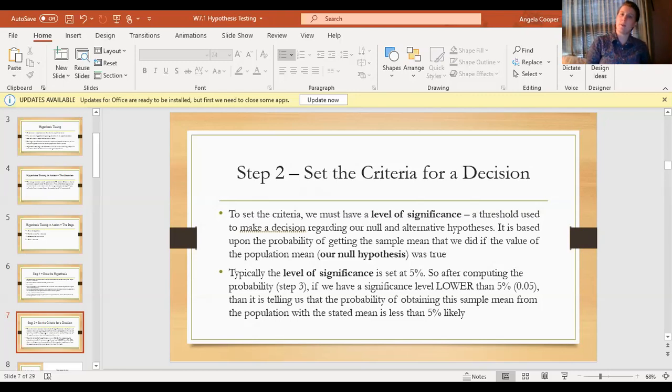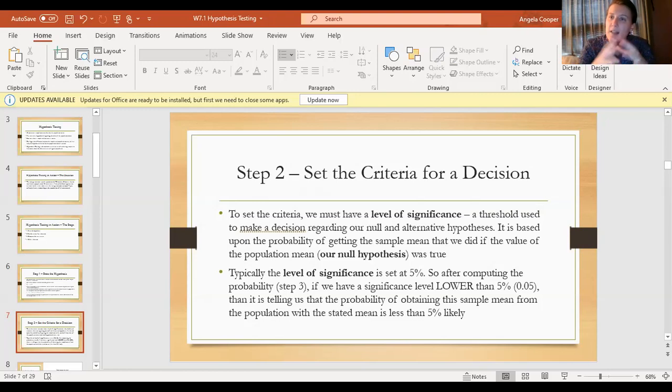Typically our level of significance is set at 5% or 0.05. Keep in mind that this is similar to probability, where 5% is the same as 0.05. And when we talk about p-values, you can think of that as a probability value, where the lower your p-value, the less likely that you're going to obtain this sample from the population if the mean was 120. Let me put that into more layman's terms.